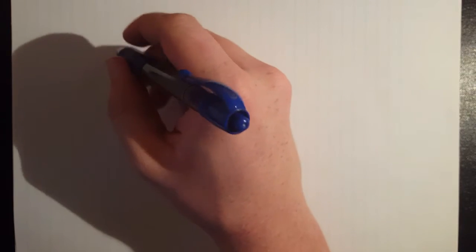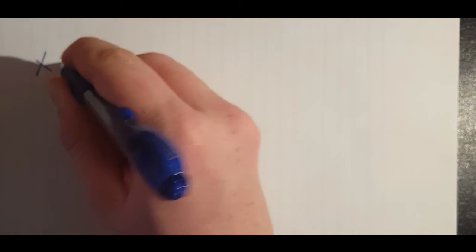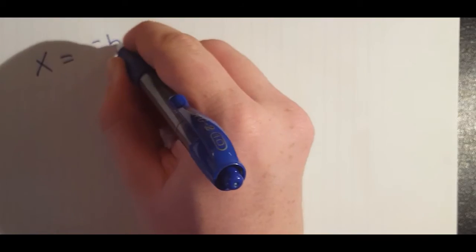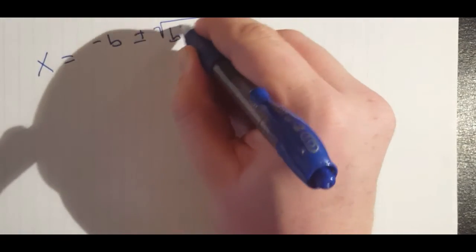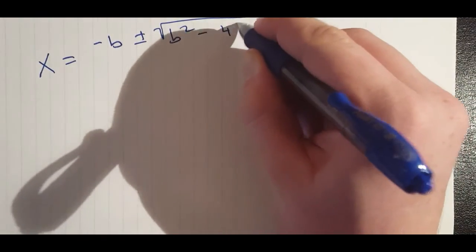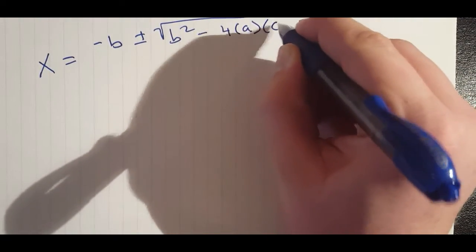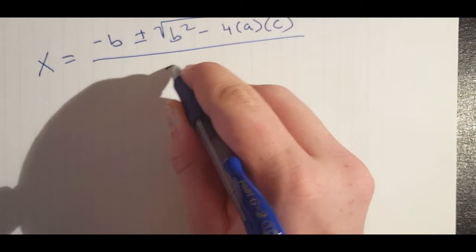Unlike other mathematical principles, exponents and square roots take some understanding of how they function and why they are present in an equation. This is called the quadratic formula. X equals negative b plus or minus the square root of b squared minus 4 times a times c, over 2a.